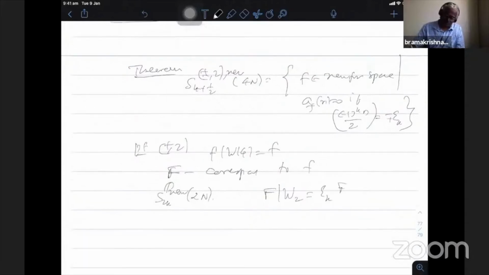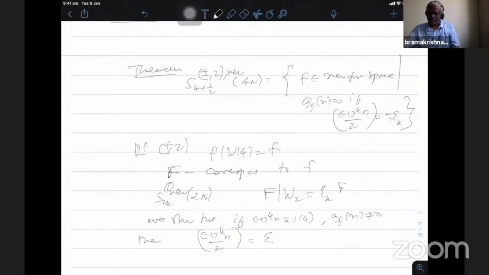Therefore, now we show that if (-1)^k n is 1 mod 4 and a_f(n) is non-zero, then (-1)^k n by 2 is epsilon_k. That's what, whenever the nth coefficient is non-zero, we show that the symbol value is epsilon_k. That means the coefficients are vanishing whenever it is minus epsilon_k. Okay, so that's what we show.